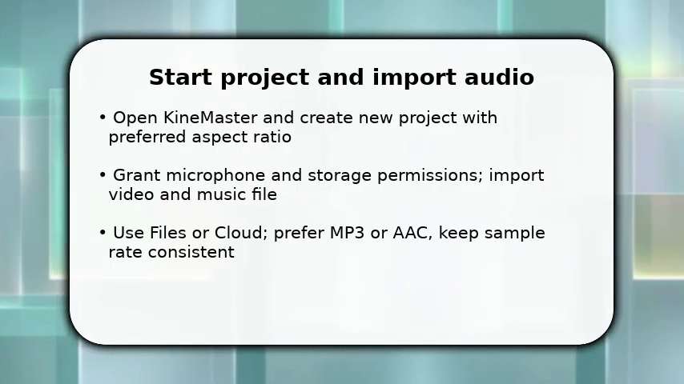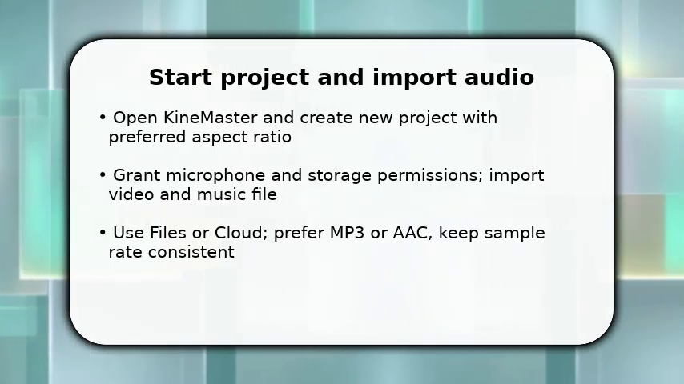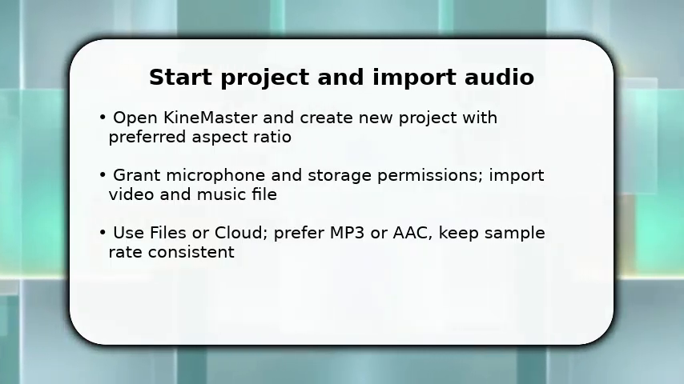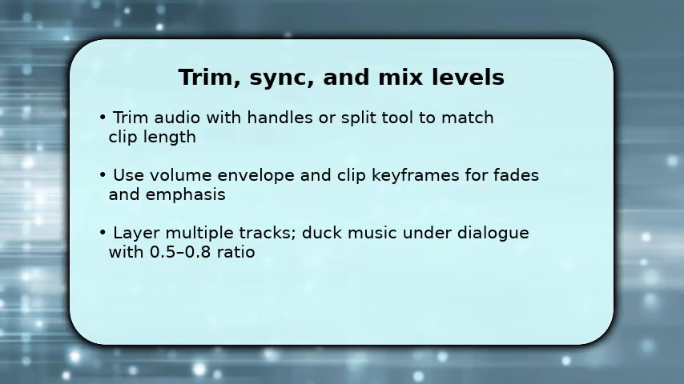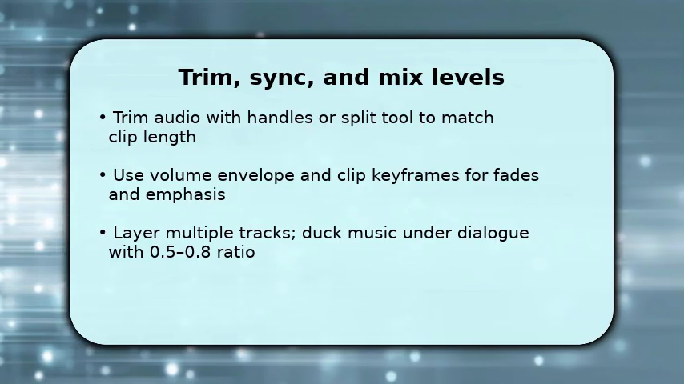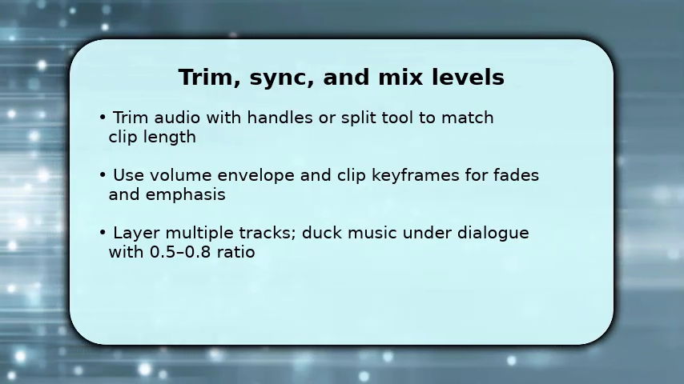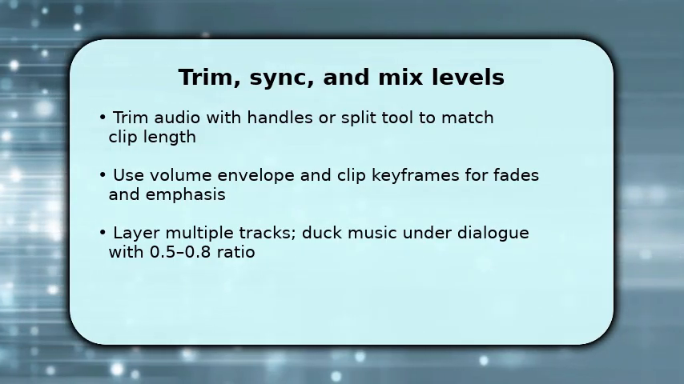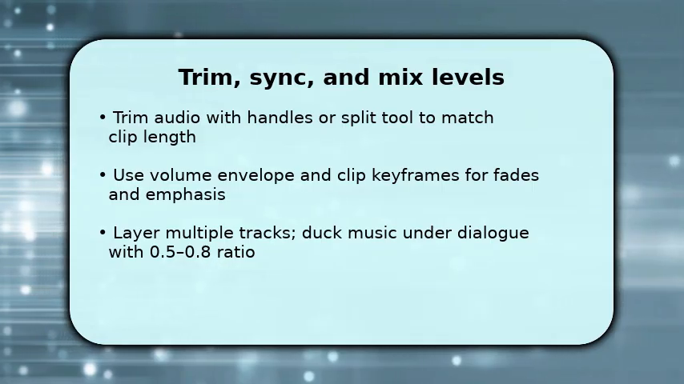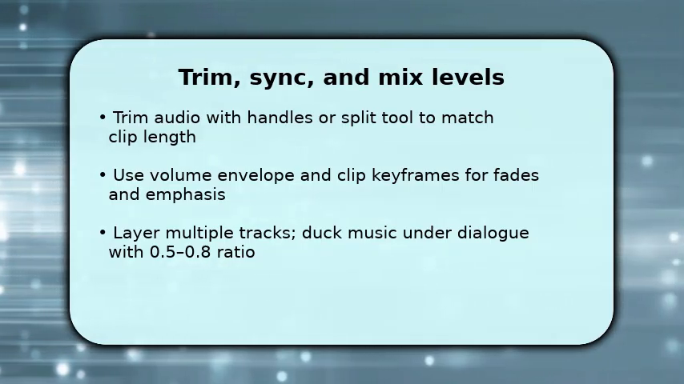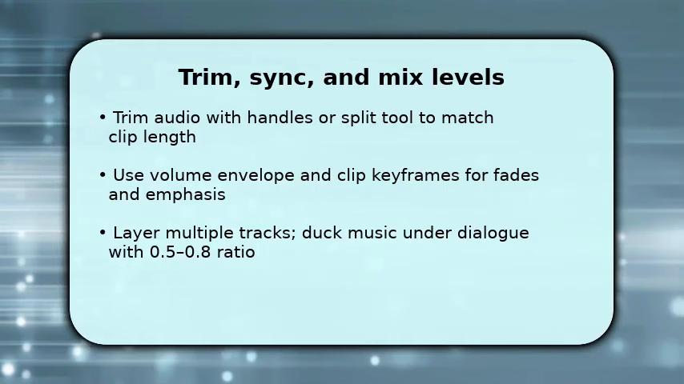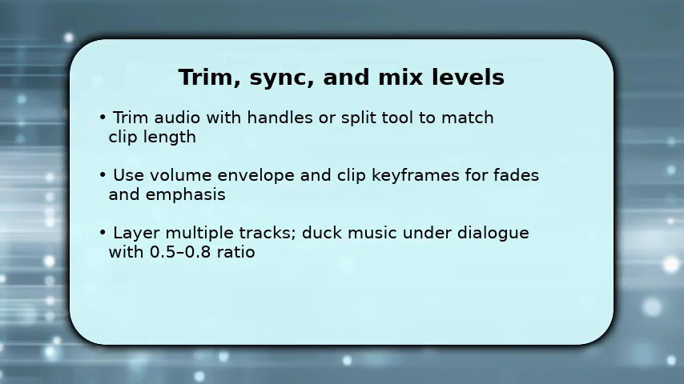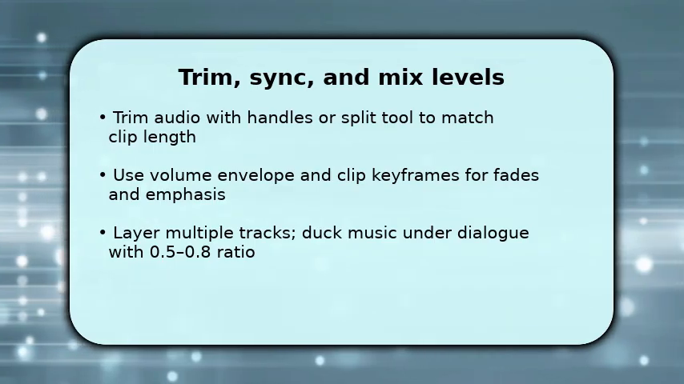Once your track is added to the timeline, make sure it sits on the audio layer below the main clip, so it won't overwrite. Now you refine timing and balance. Trim the music using the clip handles or the split tool so it starts and ends where your visuals need it. Use volume keyframes to create smooth fade-ins or fade-outs. This prevents abrupt starts. If you have dialogue, apply ducking by lowering music to roughly half to 80% when speech occurs so words stay clear.